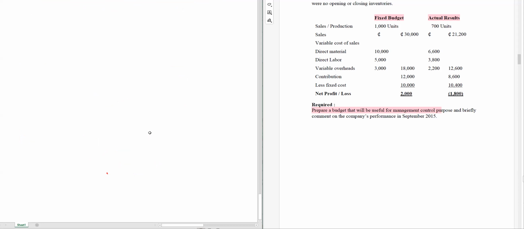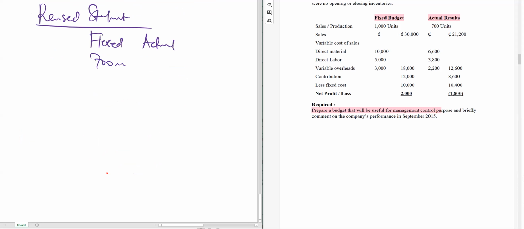So now if we have to re-prepare our budget, our revised statement, we are not going to use the original budget again. We are going to use the flexed and then the actual, because all will be 700 units against 700 units. So now we can compare. Do you all agree? So that we can compare now.